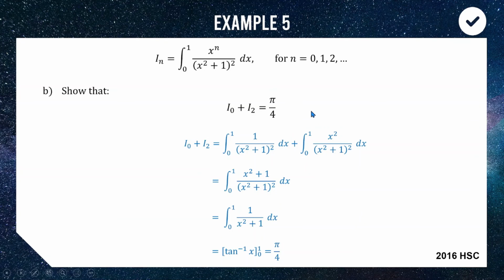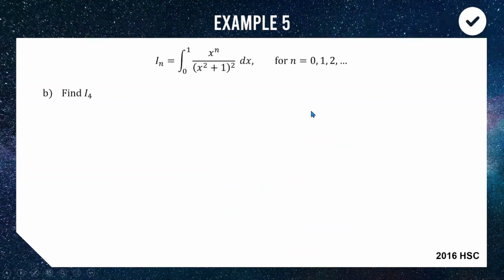And now the spicy part to finish off is find the value of I4. So let's go back to our integral and change the n to a 4. And we've got to think of a clever way of evaluating this integral. Okay, the clever method here is using something I did in a video a long time ago, which is called splitting the numerator.